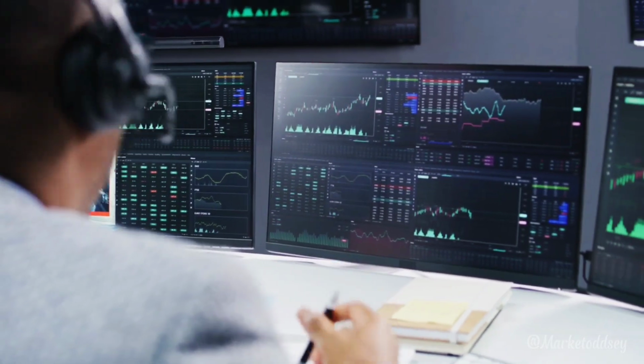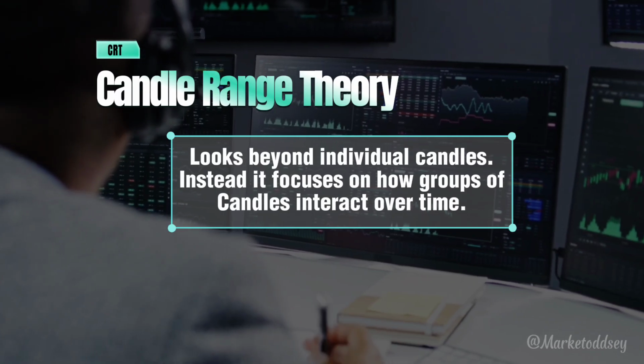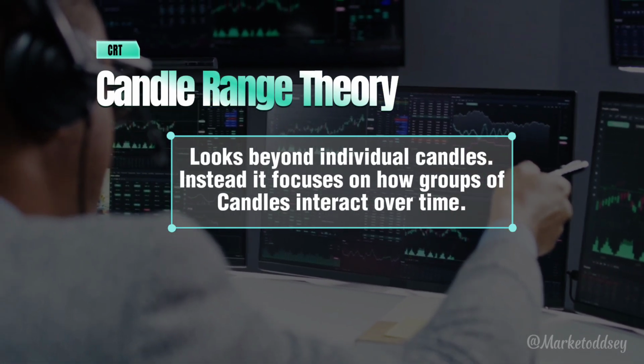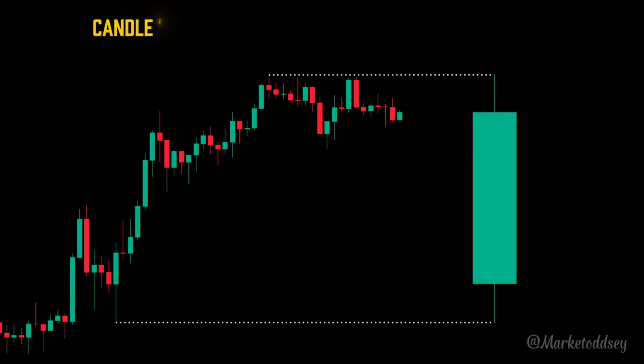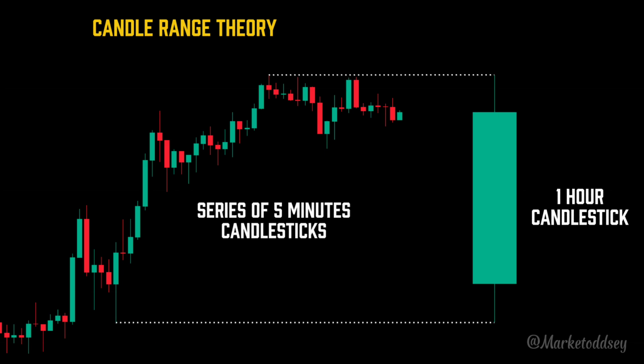But here's the twist. Candle range theory, CRT, looks beyond individual candles. Instead, it focuses on how groups of candles interact over time. Think of it like zooming out on a map. What looks like a single candle on a 1-hour chart is actually a series of smaller price movements visible on a 5-minute chart. By understanding these patterns, you can anticipate where prices might head next.